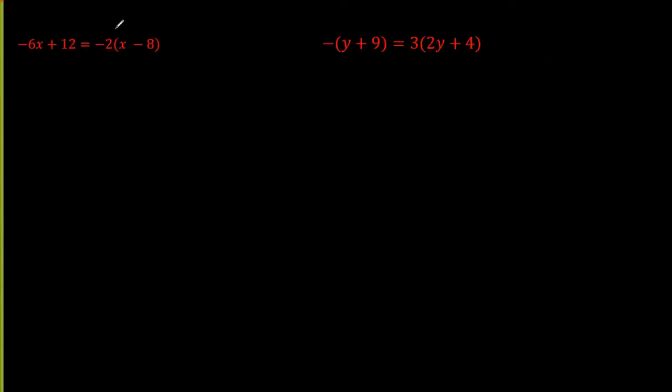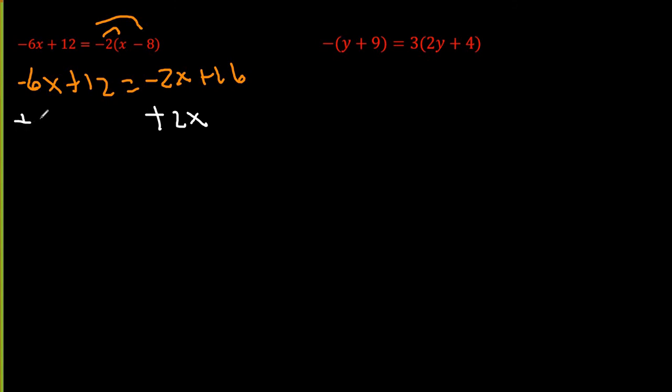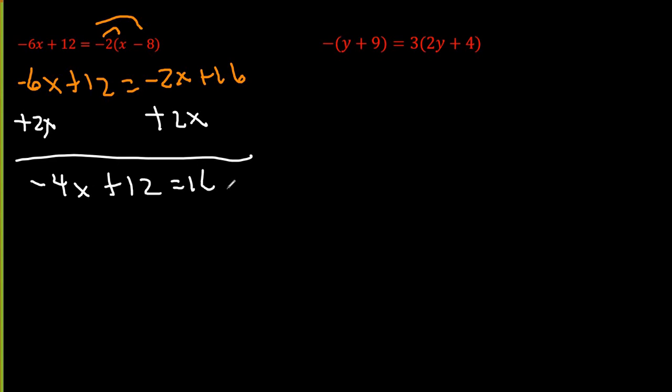Same idea for this next one. We're going to distribute the negative 2 so that we have negative 6x plus 12 equals negative 2x plus 16. I'm going to move all my letters to the left side, so the opposite or inverse of negative 2x is to add 2x to both sides. Negative 6x plus 2x is negative 4x. Negative 4x plus 12 equals 16.